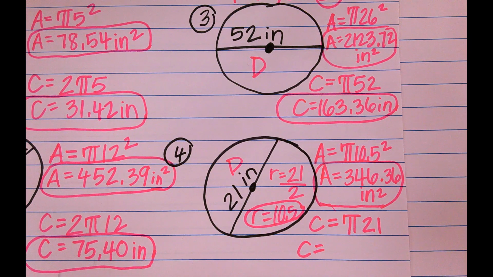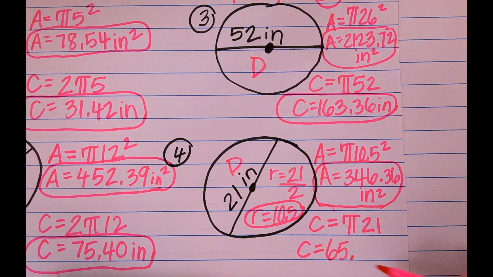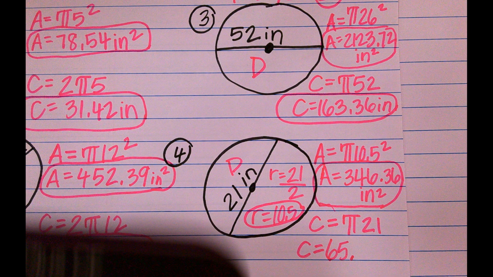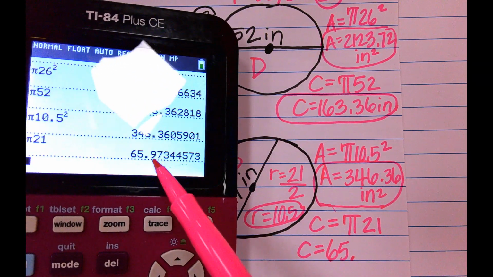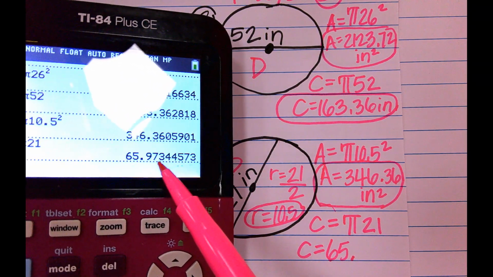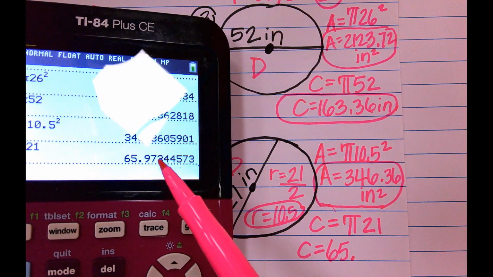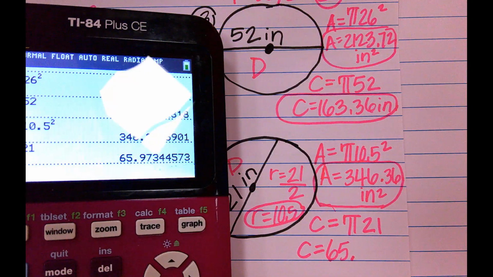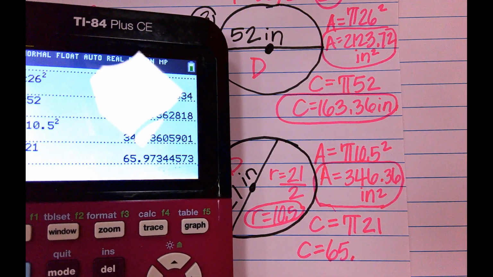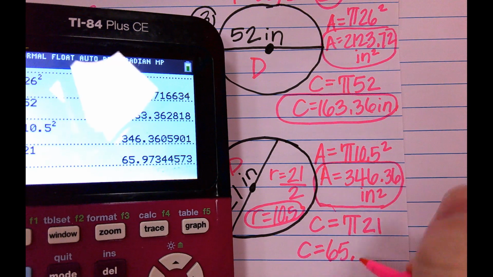You do get 65.9. Actually, this one, oh, okay, here we go. We have 65.97. Is the number after the 7 a 5 or bigger? No, so we actually don't have to round this one up. Leave it as 97. We only round up if the next number is 5 or bigger.